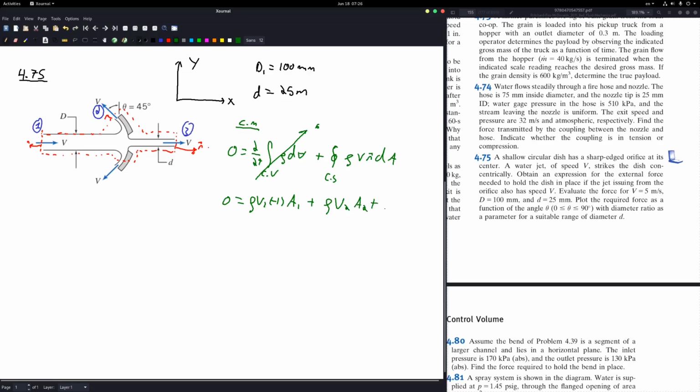And what we're left with is 0 is equal to minus rho v A1, because of that normal vector, plus rho v A2, and then again rho v A2, because we have two of those, one on the top and one on the bottom, and then again plus rho v A3, which is going to be the output. Now, because we're assuming the density is constant and also the velocity is constant at 5 meters per second here, we could find an expression for the area at 2 dependent on the area at 1 and at 3.